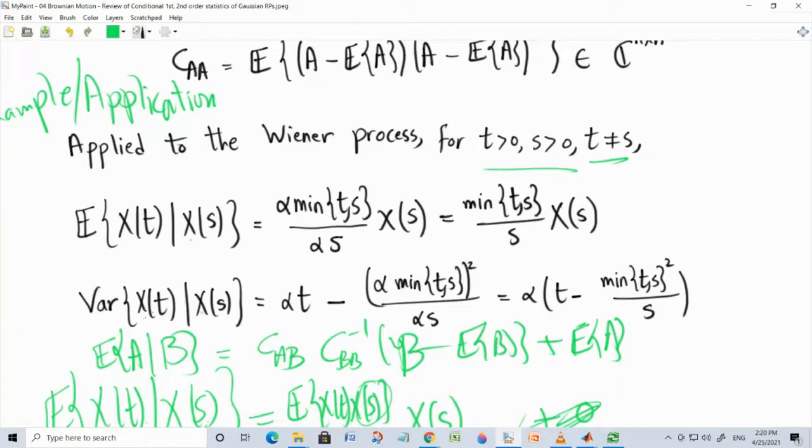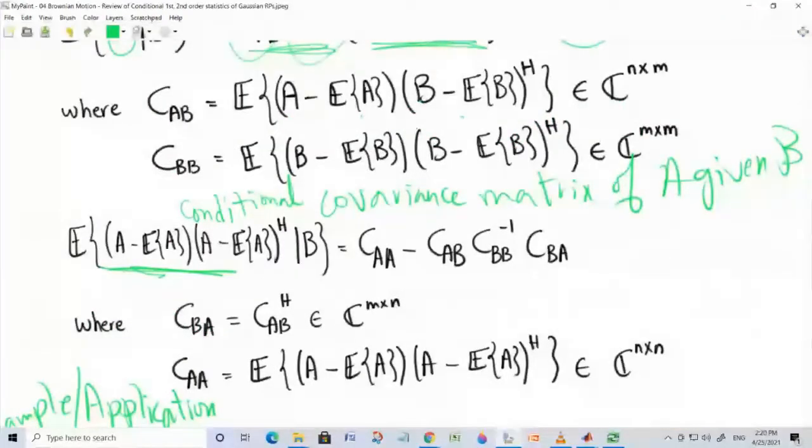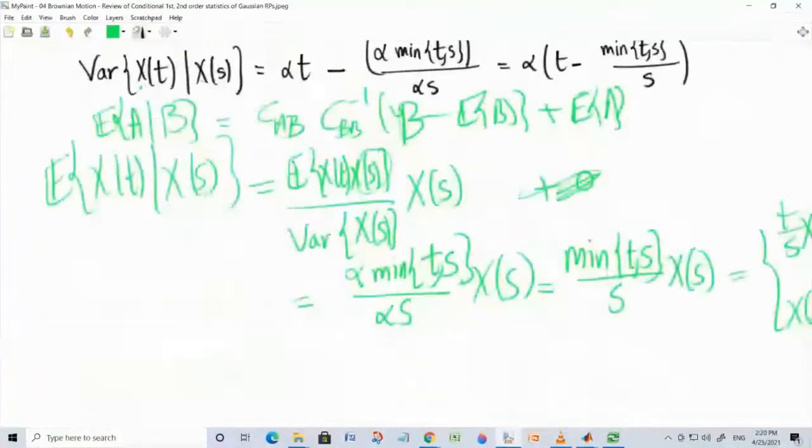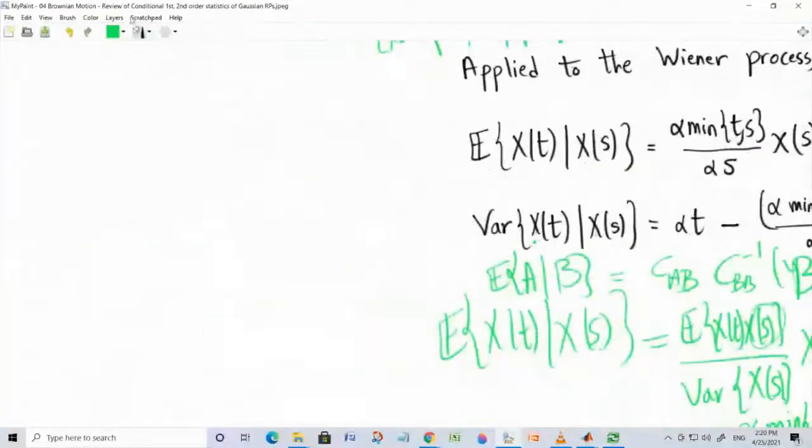What if you want to know the conditional variance? Here we have the conditional covariance matrix. We have a formula for it. Let's copy it there and see.